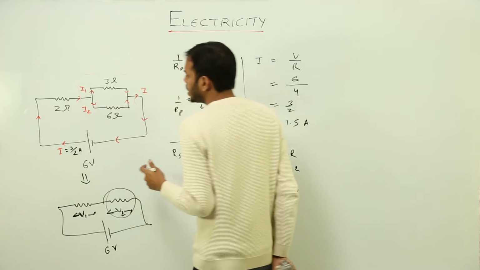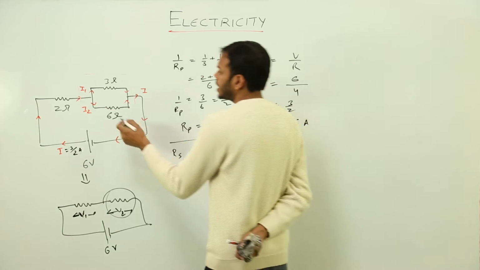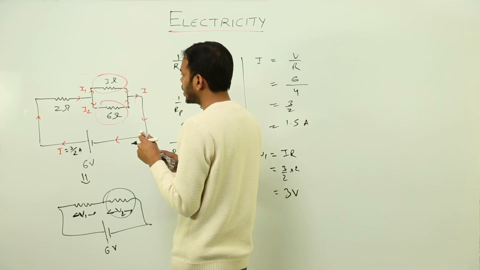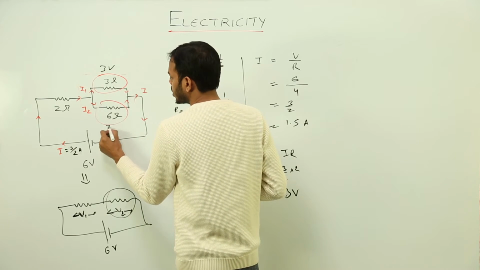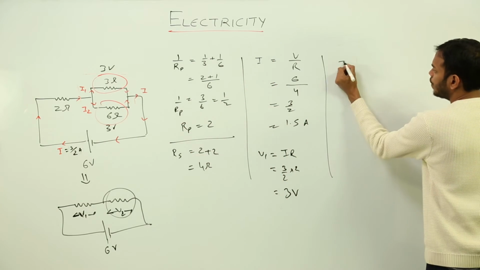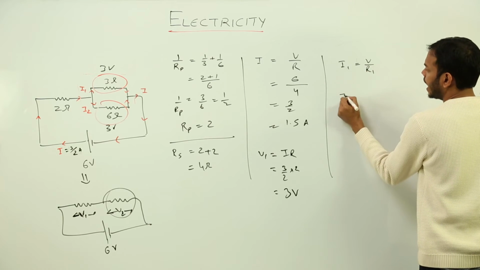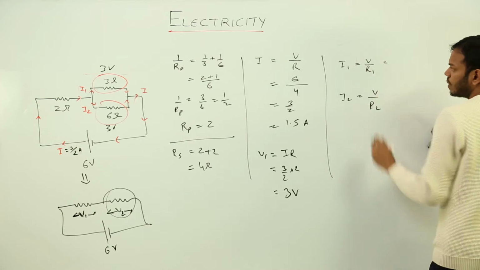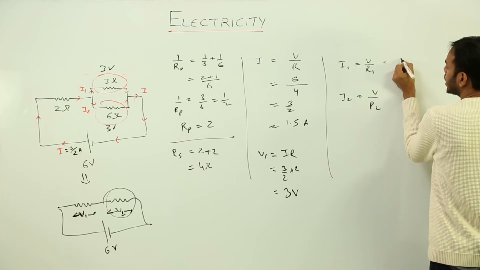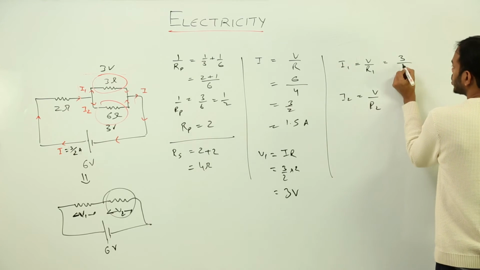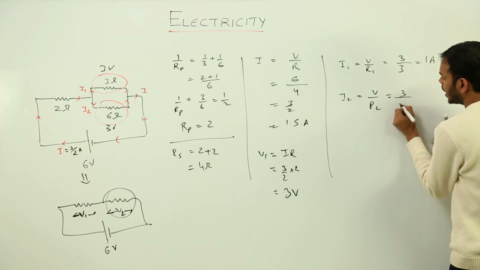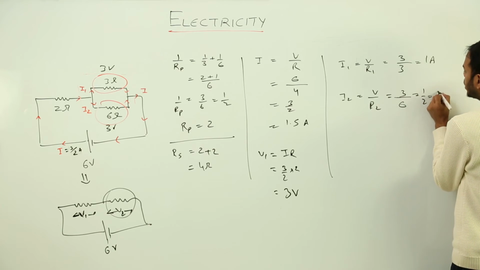In parallel, voltage is always equal. So 3 volts is supplied to both of these; this has received 3 volts and this has also received 3 volts. Now we can calculate the current I1. I1 is equal to V upon R1 and I2 is equal to V upon R2. First, I1: V is 3 and R is 3, so I get 1 ampere. And for I2, V is 3 and R is 6, so I get 3 by 6, which is 1 by 2, or 0.5 ampere.